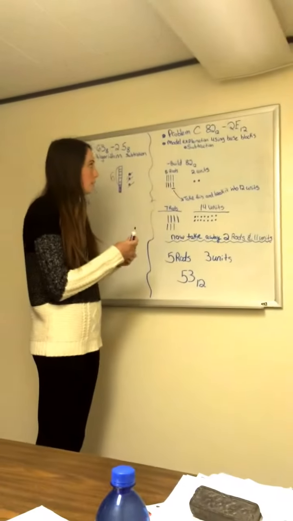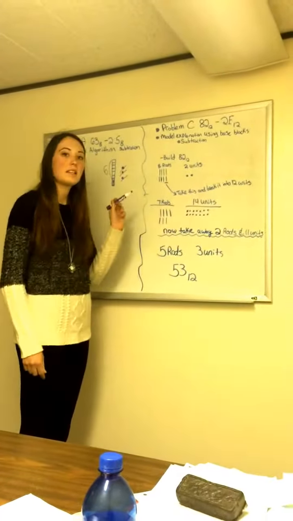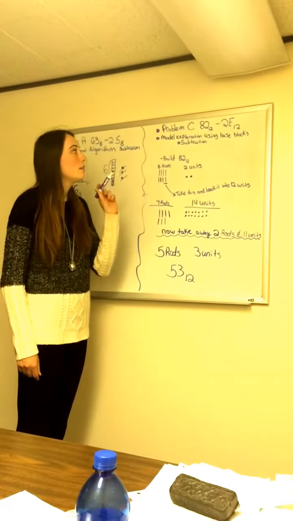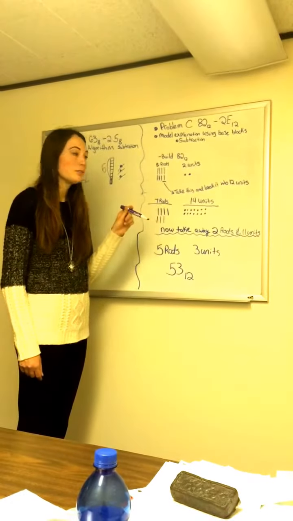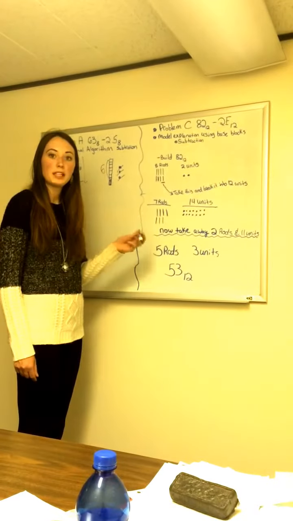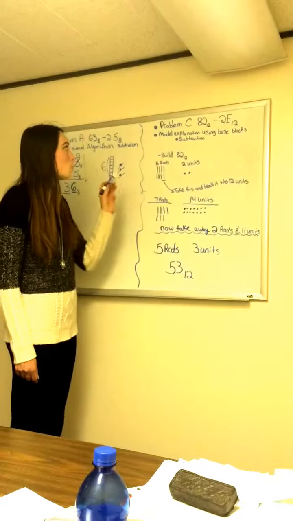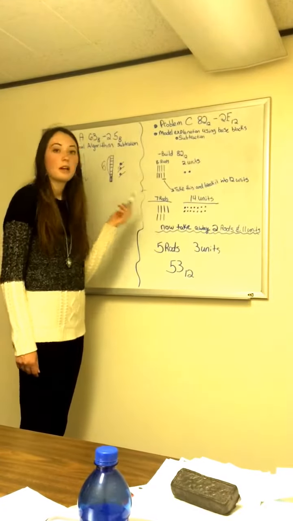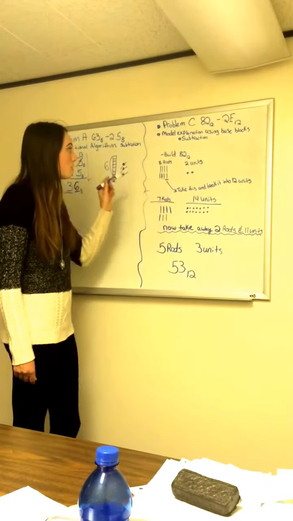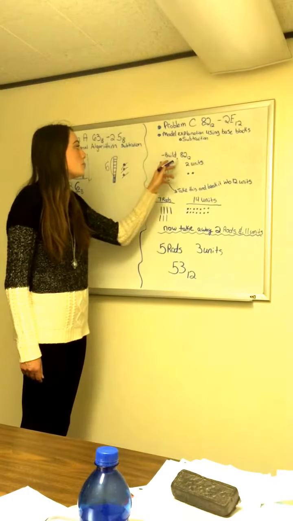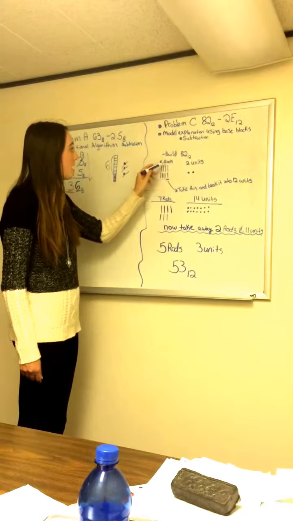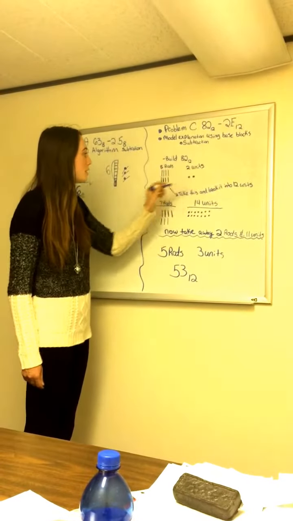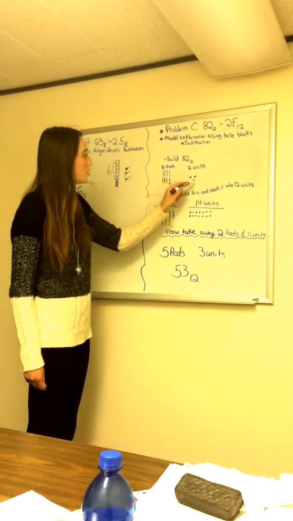The next problem, problem C, is 82 base 12 minus 2E base 12. And in base 12, E means 11. We're going to be using the model explanation using base blocks. We're going to be doing subtraction. So the first thing we need to do is build 82 in base 12. So we have 8 rods and 2 units. So here I made 8 rods and 2 units.